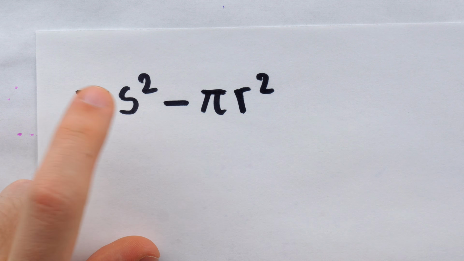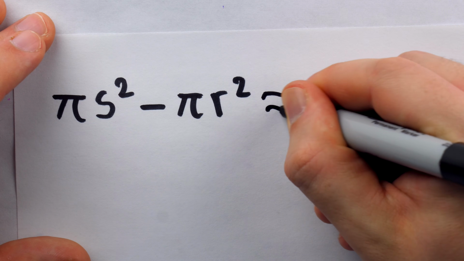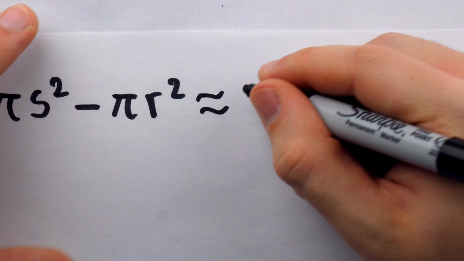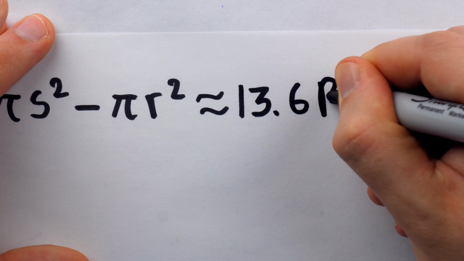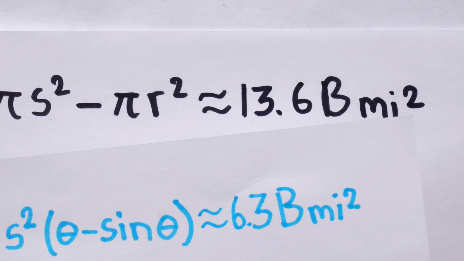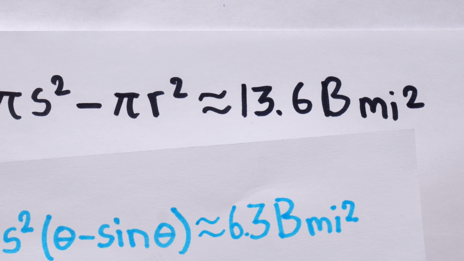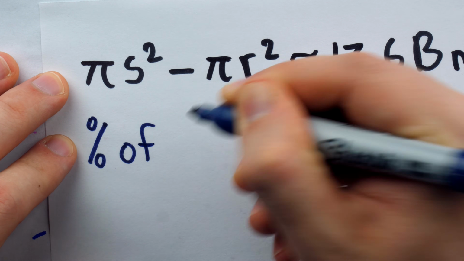Again, we know these numbers. S is 66,000, r is 4,000, so we can just punch this into a calculator, which gives us about 13.6 billion miles squared. That's compared to what we just calculated, 6.3 billion miles squared above us. So let's do the division here to figure out what percent of sky is above us.